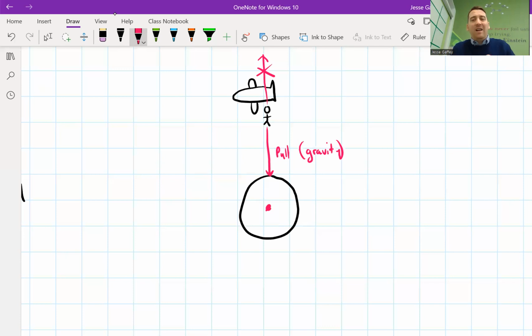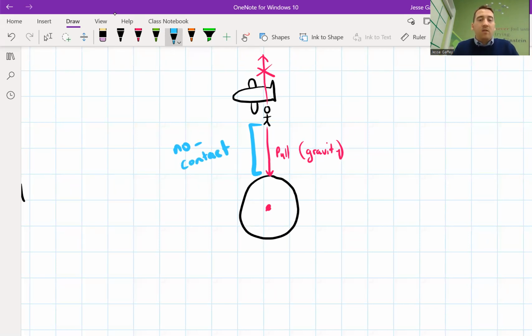Okay, and we'll get to that a little bit more in detail later on. But yeah, so there's a pull even though you're not in contact with Earth. Earth is able to pull you down. So you see in this example here, there's a big space between you and Earth. There is no contact.